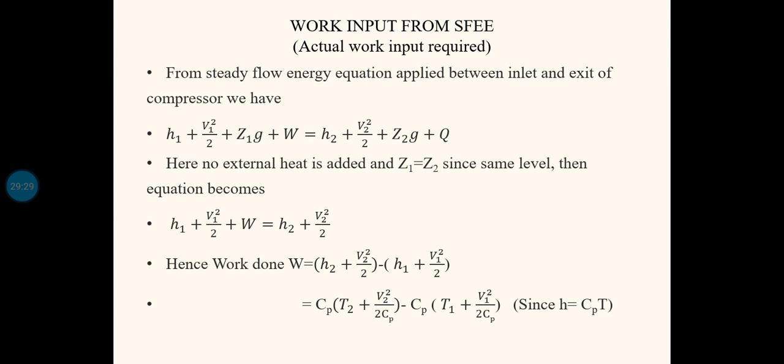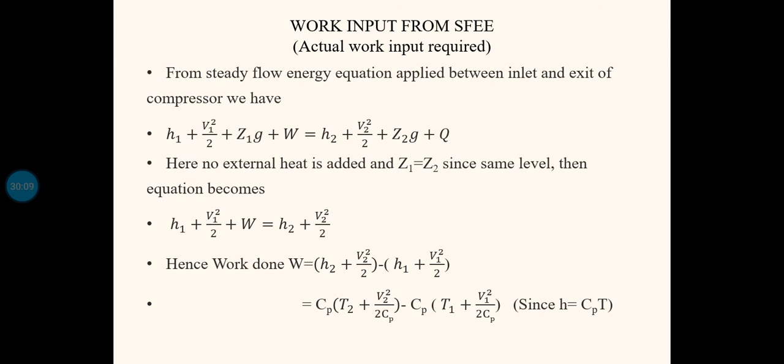We know that h is CpT. So CpT0 equals CpT plus V square by 2. To the left side it is CpT0, so from that I am taking Cp to the right side. So T0 equals, the right side first term is CpT, so Cp into T divided by Cp, Cp and Cp cancel. So T0 equals T plus V square by 2Cp, the second term, dividing by Cp. So T0 equals T plus V square by 2Cp. That is the general condition.